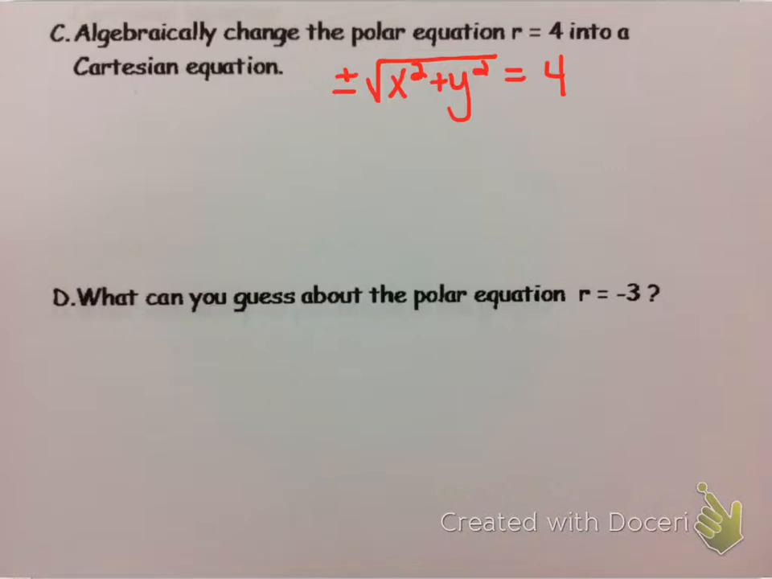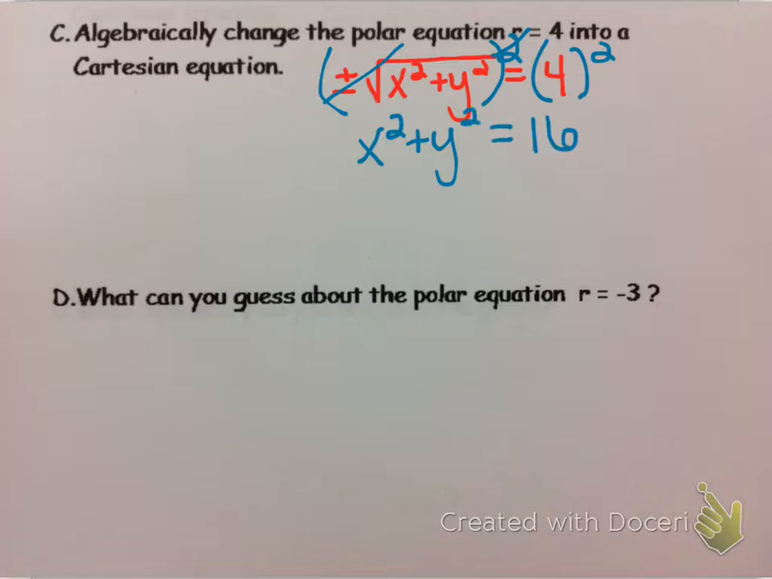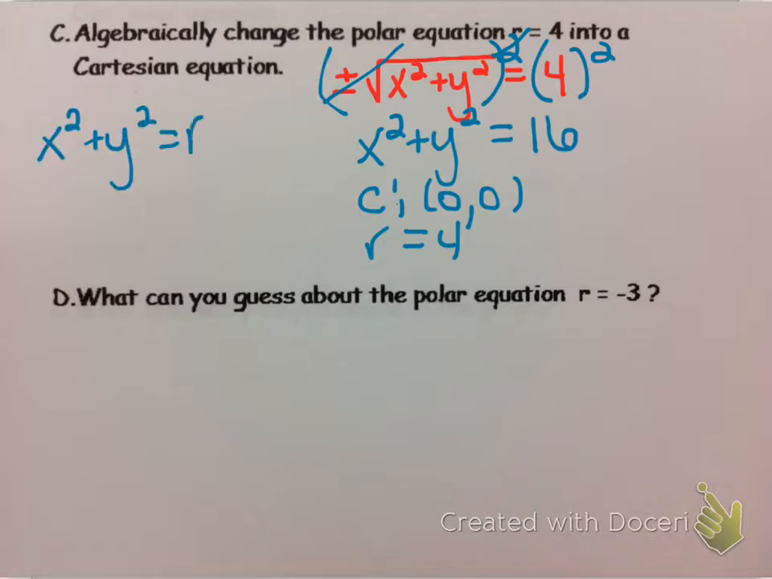So what I'm going to do is I'm going to square both sides. And that'll get rid of the plus or minus the square root. And so I'll have x squared plus y squared is equal to 16. And so there's my Cartesian equation of a circle. And it confirms that the location of my center is (0, 0), and that my radius is 4. And that's because back in geometry and in Algebra 2, you guys learned that x squared plus y squared equals r squared was the parent circle, centered at the origin with a radius of r.